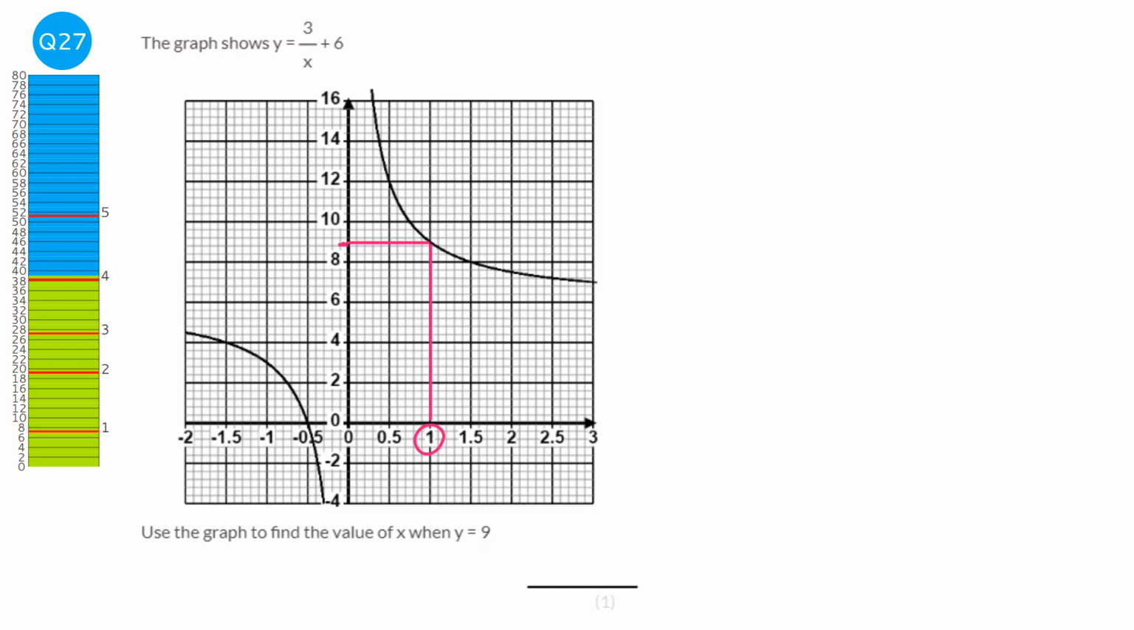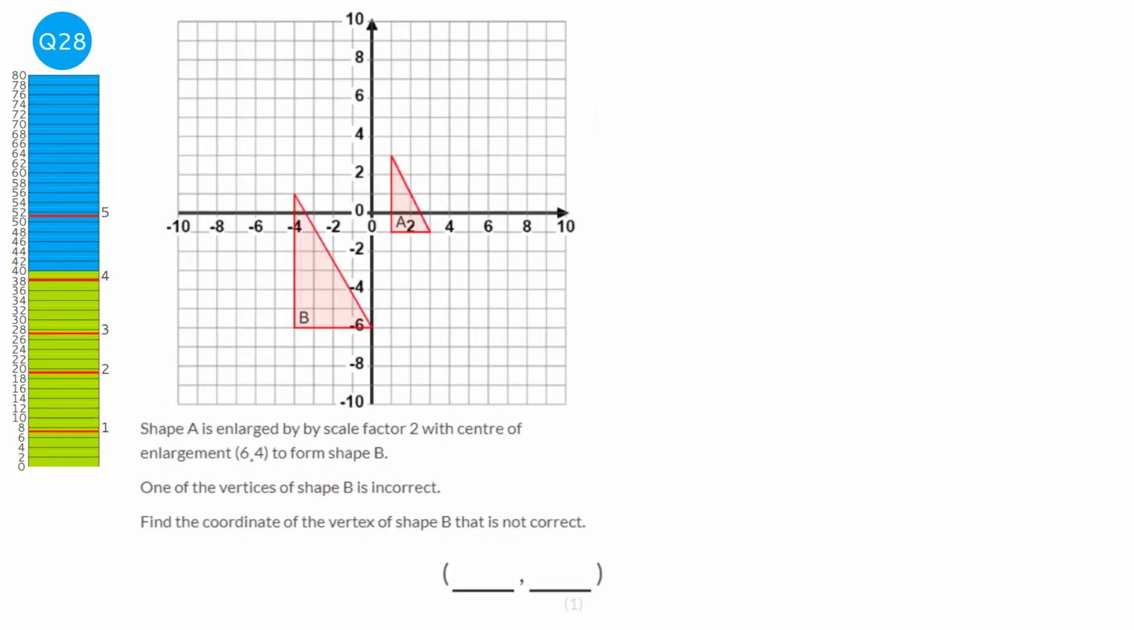So our answer is that x equals 1. So in this question we are told that the centre of enlargement is at (6, 4). So let's just put a cross there. And what I'm going to do is just draw ray lines from the centre of enlargement, and we're just going to go through each of the corners of our shape A.